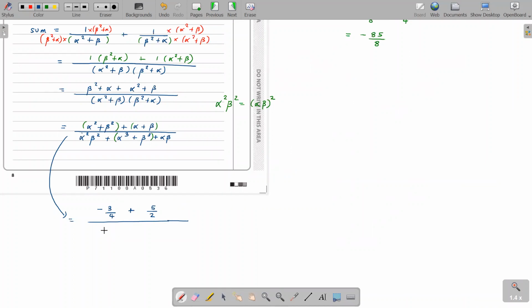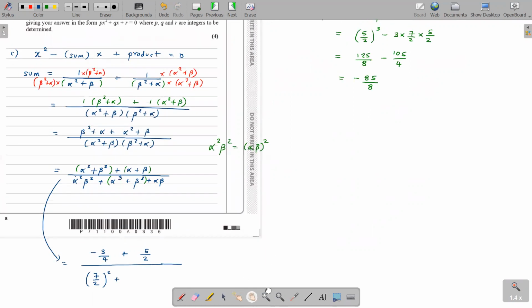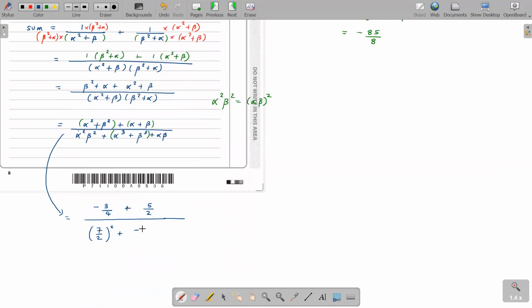Yeah. So 7 over 2, it should be whole thing square because alpha square beta square is alpha beta whole thing square. Plus alpha cube plus beta cube is minus 85 over 8. Plus alpha beta is again 7 over 2. So it's a matter of typing this whole thing in the calculator and getting the answer. What is the answer we get? 14 over 41. We get 14 over 41.